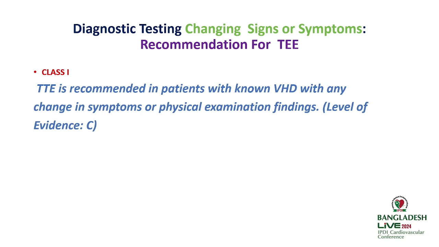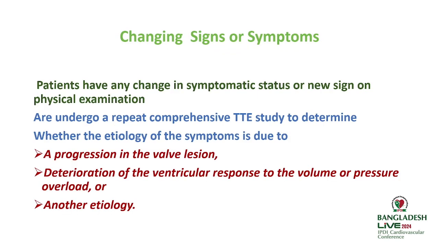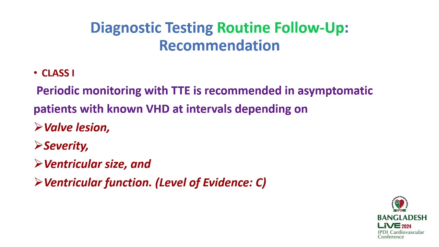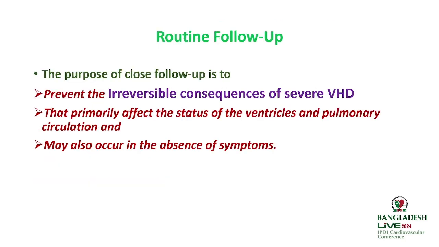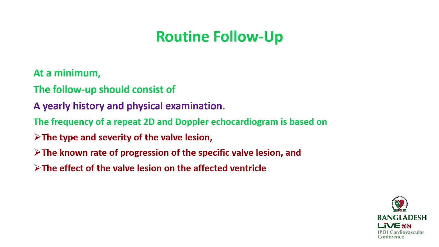As class 1 recommendation, in our hospital, transthoracic echocardiography is done in patients with any change in symptoms or physical examination findings to determine whether the etiology of the changing symptoms and signs are due to progression of the valve lesion, deterioration of the ventricular response to volume or pressure overload, or other etiologies. The periodic monitoring by TTE is done in asymptomatic patients to prevent the irreversible consequences of severe valvular heart disease.